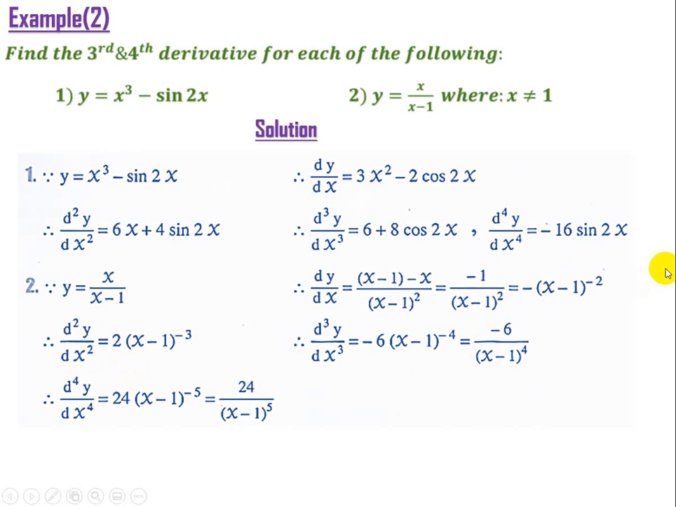d²y/dx², bring down negative 2, it will be positive 2 (x minus 1)^-3. d³y/dx³, negative 6 (x minus 1)^-4, which means negative 6 over (x minus 1) to the power 4. This is the third derivative. The fourth derivative will be positive 24 (x minus 1)^-5, which means 24 over (x minus 1) to the power 5.